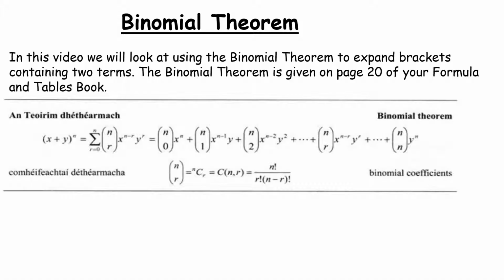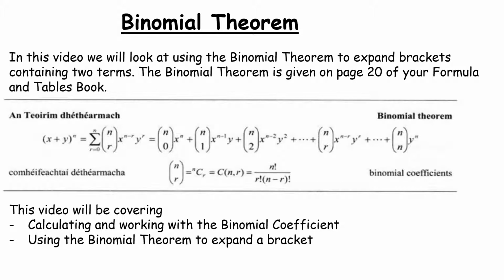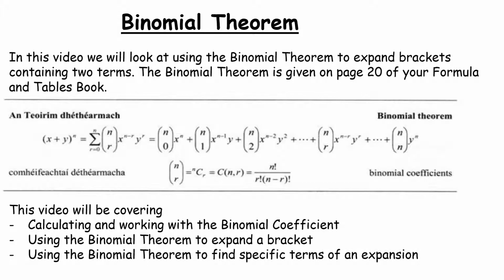What we're going to cover in today's video: we're going to look at calculating and working with the binomial coefficient, that idea of choosing. We're going to use the binomial theorem to expand a bracket, and to find specific terms of an expansion. That is the most common that we've seen, but we have only seen it on mock and sample papers. This has never been asked, so just bear that in mind.